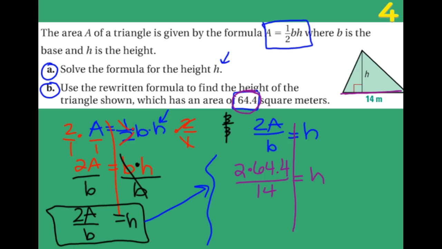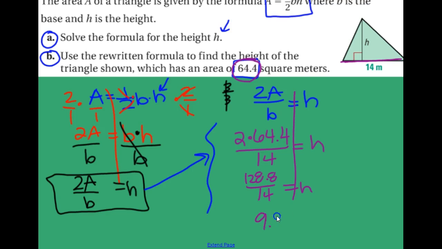So in my calculator, I'm going to type 2 times 64.4, and I get 128.8. And we have to divide that by 14, and we get 9.2. So our height equals 9.2.